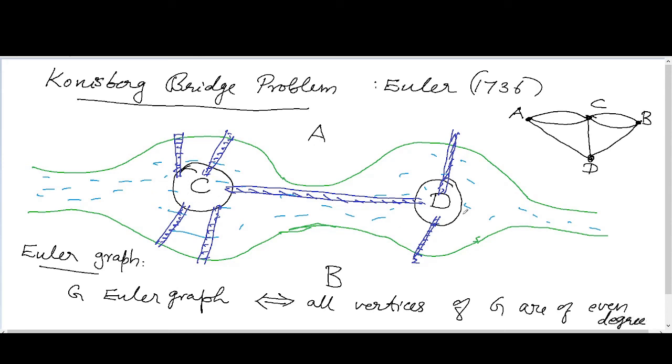Now, from this graphical representation of the 7-bridge problem, you can see that not all the vertices are of even degree. That means the graph is not Euler. That means we cannot find a closed walk that contains all the edges of the graph. That means we cannot find a walk that passes through every bridge exactly once and returns to the starting point.